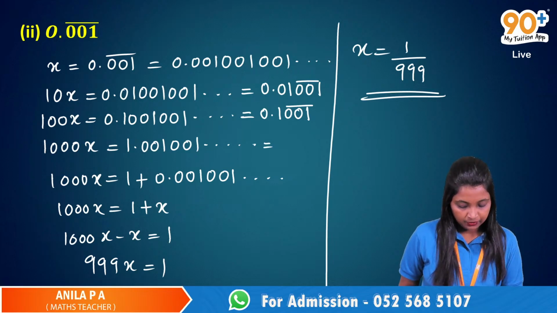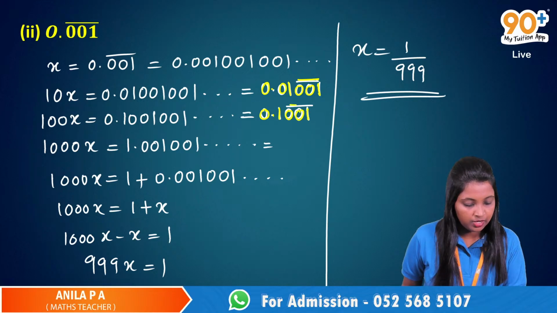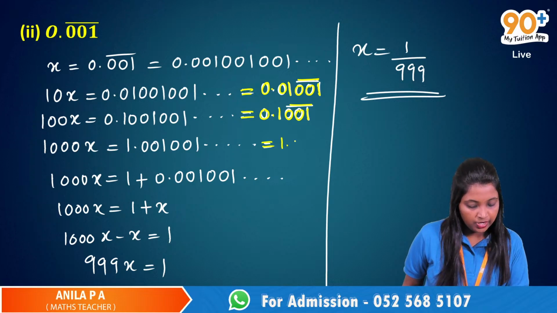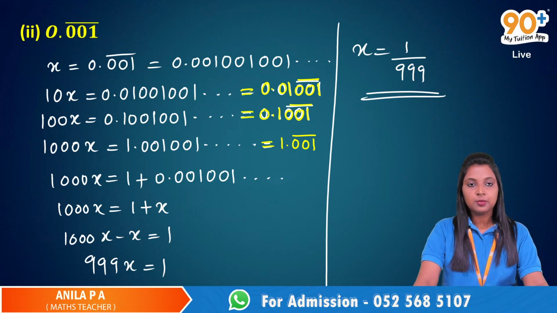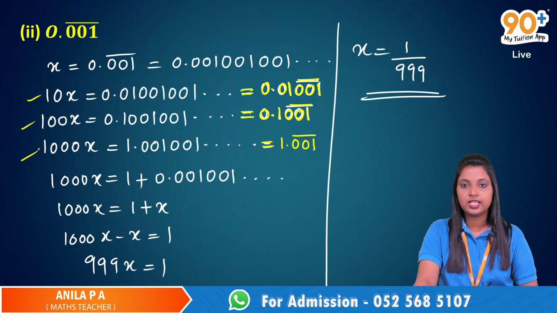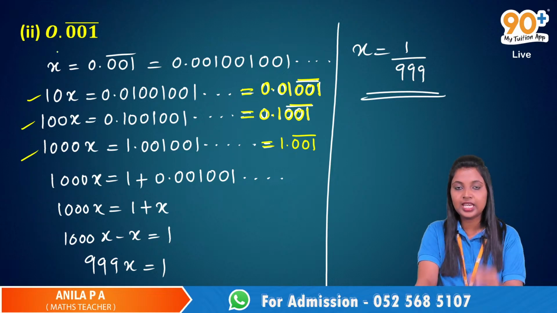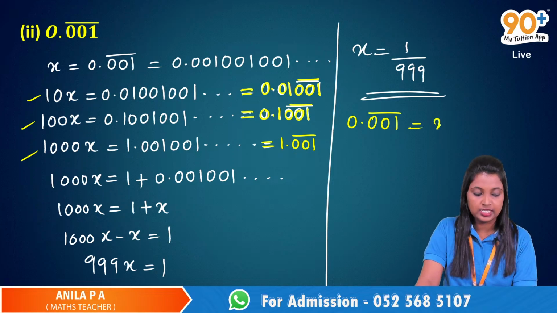This one will be 0.01, then 001 bar, then 0.1001 bar, and 1000x will be 1.001 bar. Basically, what happened is he first took 10x, then 100x, then 1000x, since we have 3 digits repeating. 0.001 bar was the question. 3 digits are repeating.